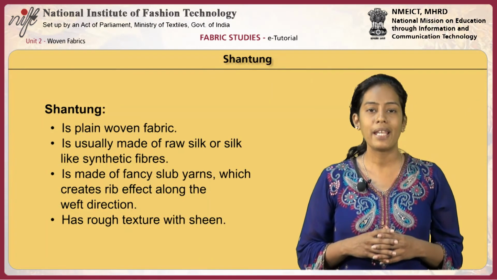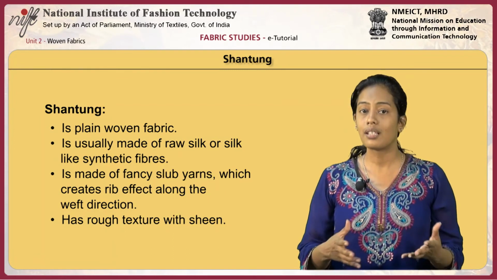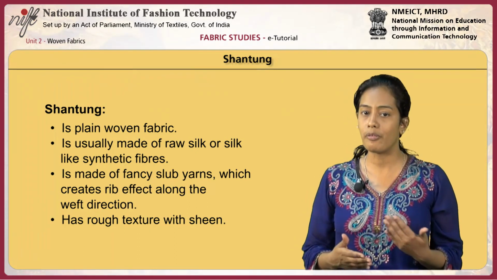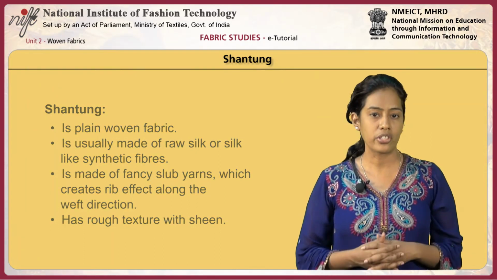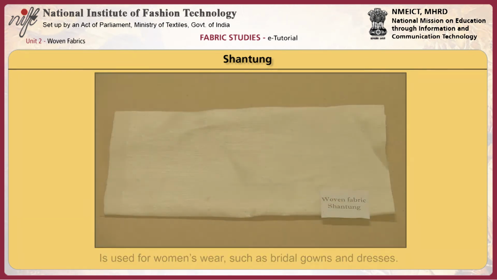Shantung is plain woven fabric. It is usually made of raw silk or silk-like synthetic fibers. It is made of fancy slub yarns which create a rib effect along the weft direction. It has a rough texture with sheen and is used for women's wear such as bridal gowns and dresses.